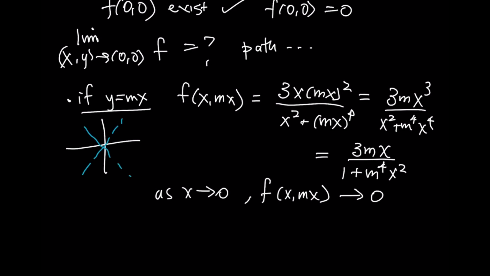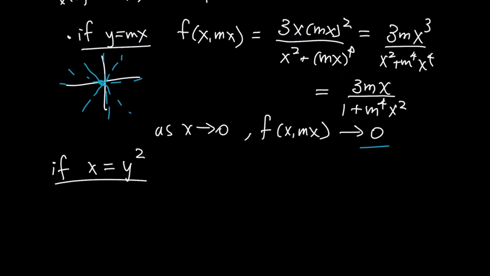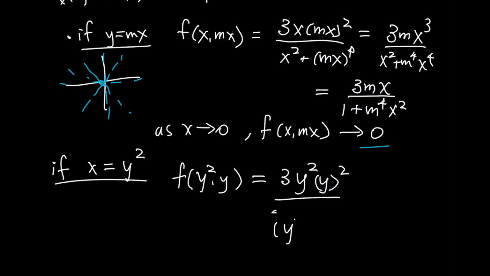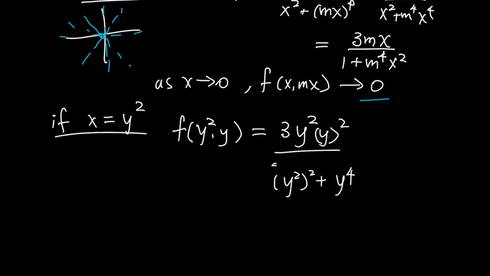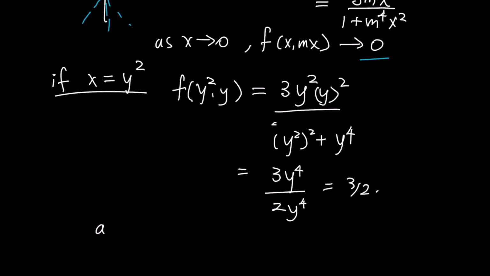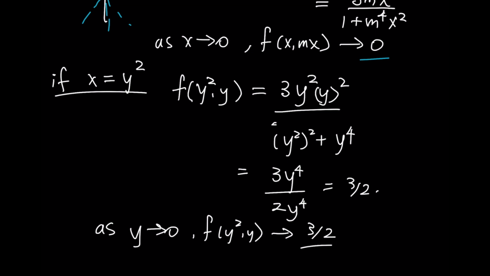But just because I've checked every diagonal line doesn't mean I've checked every single path. And in particular, if I were to talk about this parabola, a sideways parabola, so everywhere I see an x, it'll be a y squared, then the story changes. I'll have 3 times y squared times y squared over y to the 4 plus y to the 4. Well, what this is going to give me is 3y to the 4 over 2y to the 4. So I'll get a 3 over 2. And right away, you can see that as y approaches 0, the value of this function goes to 3 over 2. So the limit exists, but it doesn't match.